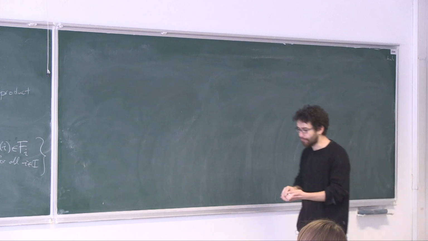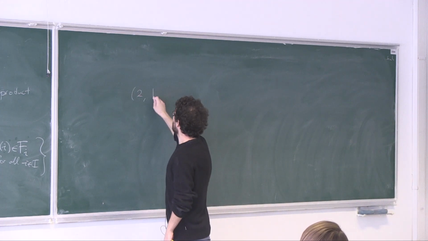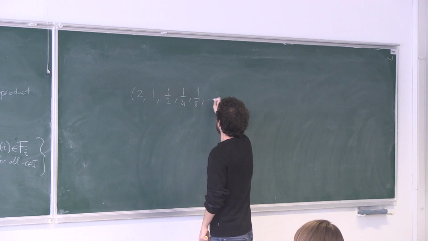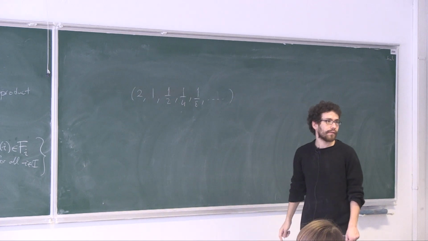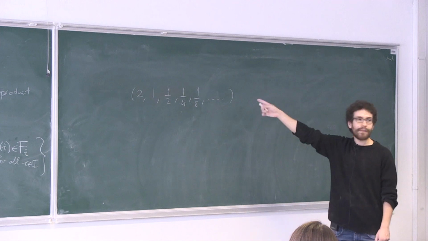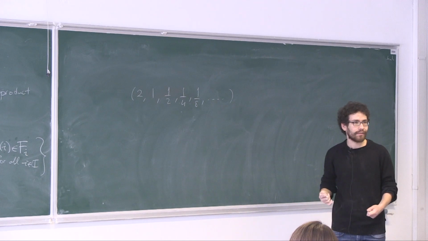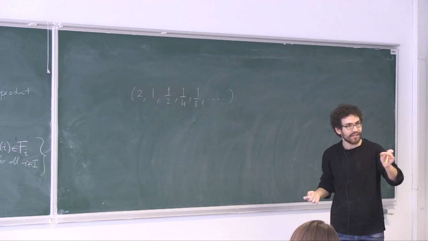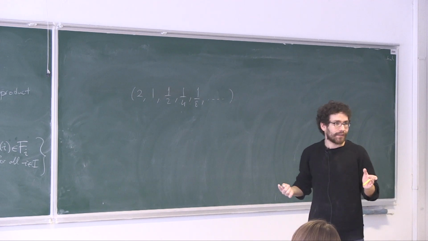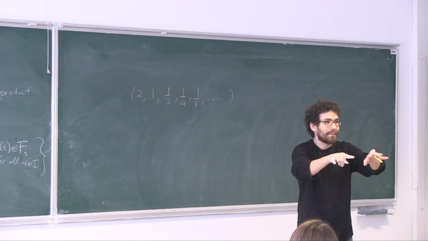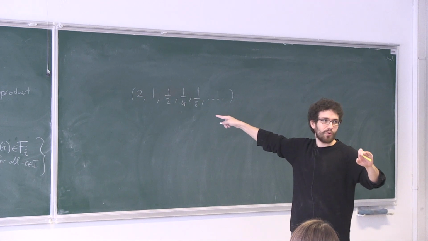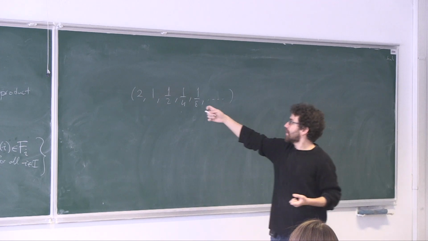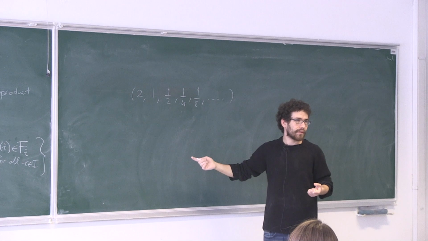Let me write down a sequence of real numbers. 2, 1, 1/2, 1/4. What's the sequence of real numbers? It's just a bunch of symbols. But what is it? Set of numbers. It's a set, yes. But what is it? I'm not expecting an answer because until now you probably were not told what's a sequence with index set natural numbers over the real numbers.